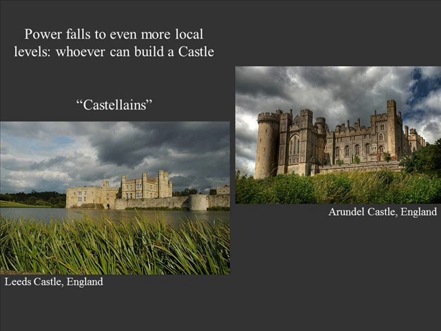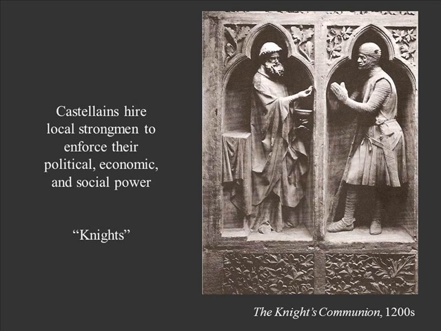These castellans, these castle owners, they can't just build a castle with some walls and whatnot and expect to win battles. They need soldiers. So they often make deals with local soldiers, guys who have been militarily trained. They own weapons. They know how to use them. They practice how to use them. They become known as knights. The knights are basically local mercenaries who work for the castle owner in exchange for food and a place to sleep and protection and maybe a little bit of money. And the castellans use their knights to go out and enforce their control over as big of an area as they can really get a hold of.